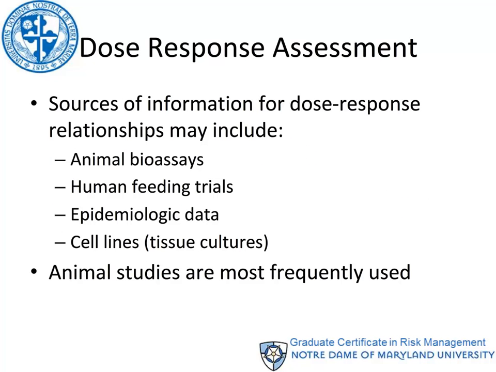The second step in the Red Book risk assessment framework is dose-response assessment. There are different sources of information for dose-response relationships. They may be developed from animal bioassays, from human feeding trials, from epidemiological data, more recently from cell lines or tissue cultures. But animal studies have been most frequently used in the past, and animal studies are what we're going to be looking at in this example.